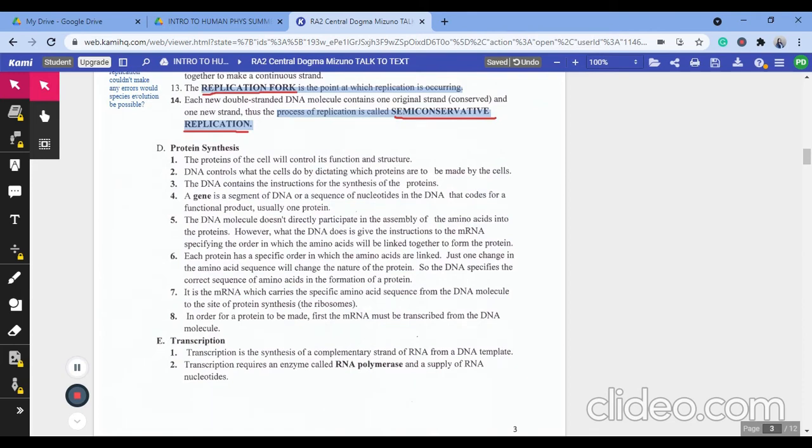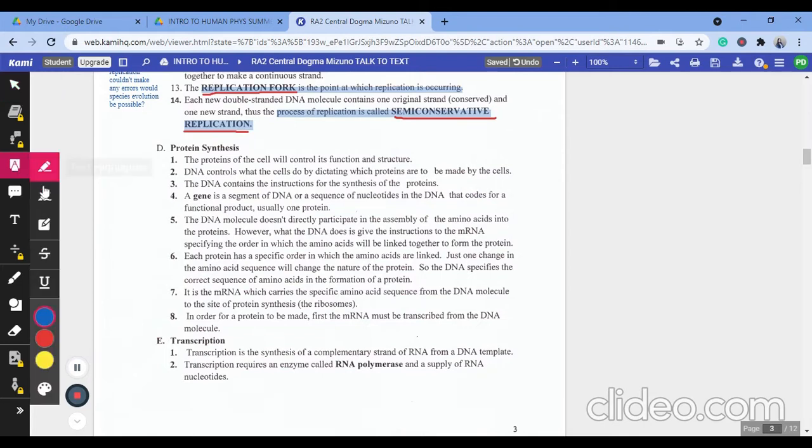So number one, the proteins of the cell will control its function and structure. DNA controls what the cells do by dictating which proteins are to be made by the cells. The DNA contains the instructions for the synthesis of the proteins.